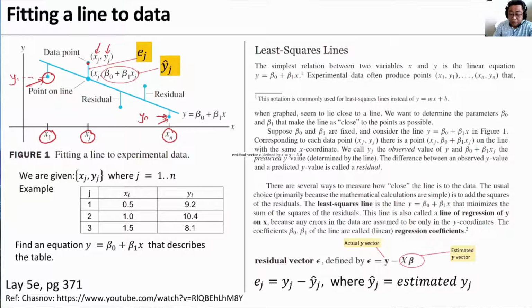In this setup, we are given a few points. In this example, we are given j is 1 to 3, so we are given 3 points for xj, and we are given 3 points for yj. What we are then asked to do is form an equation y equals some constant beta 0 plus beta 1, another constant, multiplied by the given x.